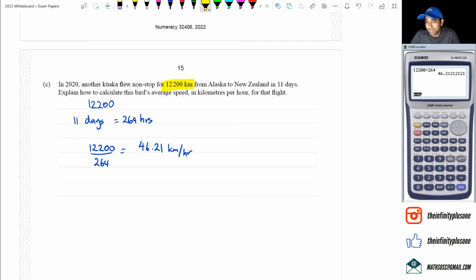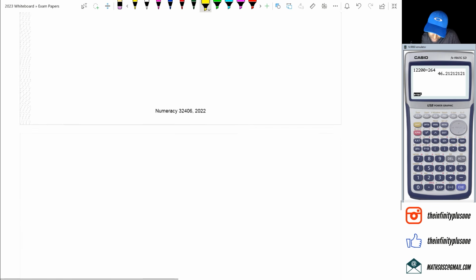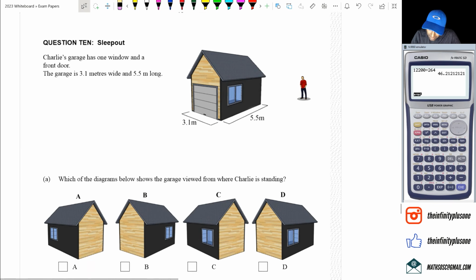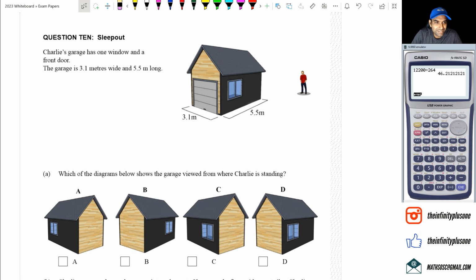All right, but anyway, look, we've got to keep moving on to the next question once it pops up. Hey, look, pictures. It's the first time I've seen pictures in this paper properly, yeah? All right, so what do we got? Charlie's garage has one window. Garage is 3.1 by 5.5. Which of the diagrams shows the garage viewed from where Charlie is standing?